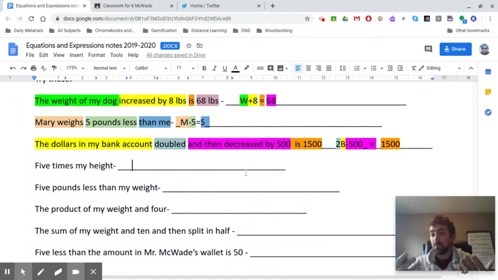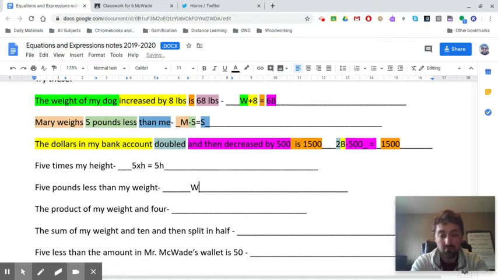So I'm just going to put a couple other examples down here and explain them as we go. We got 5 more, and then we'll be done. So 5 times my height. That can simply be 5 times h, which is the same as 5h. So we would simply put 5h as your answer. 5 pounds less than my weight. We would do your weight minus 5.